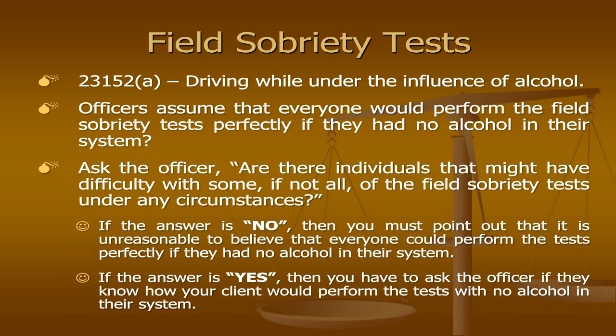Field sobriety tests. In California, when you're stopped and arrested for drunk driving, you're charged with 23152(a), driving while under the influence of alcohol. You're also charged with 23152(b), driving with an alcohol level of 0.08 or greater. However, with respect to field sobriety tests, that is what typically is used in court to show that someone was under the influence.